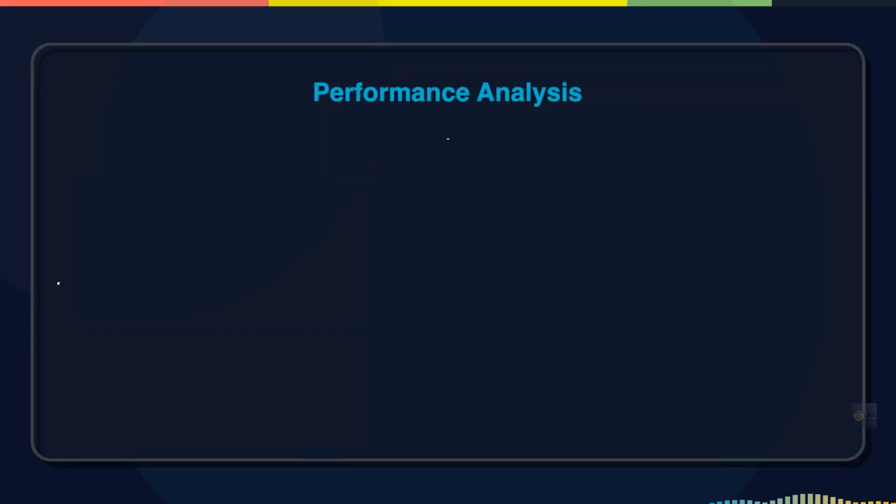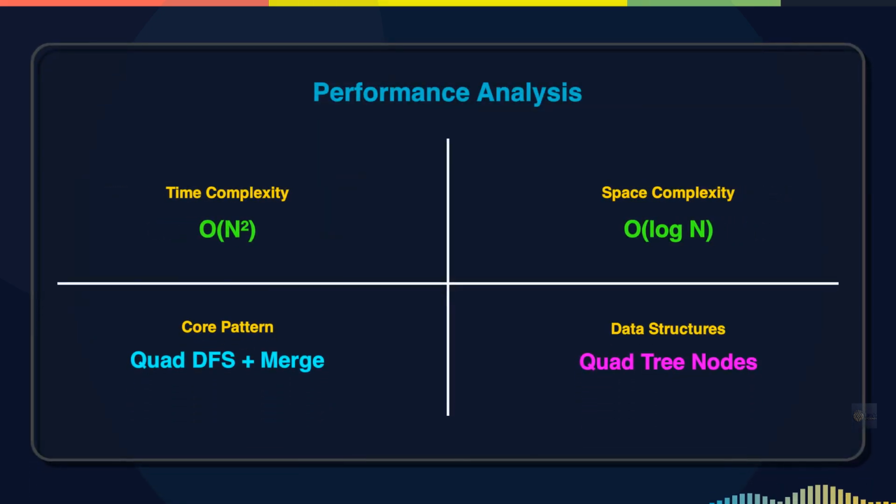For complexity, time is O of n squared for an n by n grid because we may inspect cells when checking uniformity during construction. The recursion depth is O of log n, so call stack space is O of log n. Extra node objects can grow with the pattern of splits. And that is construct quad tree, mastered for your next on-site.